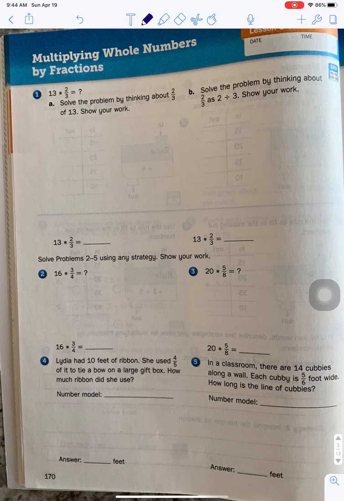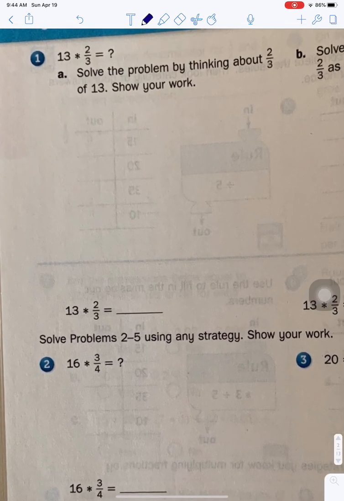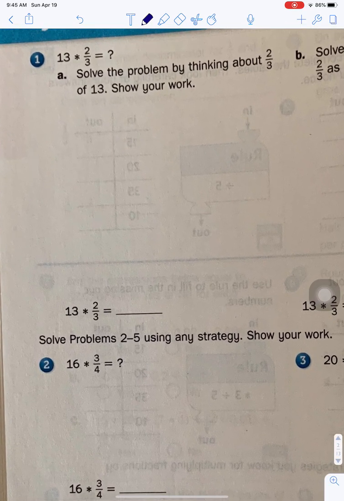The next page for this lesson is page 170. So turn to this page. We're going to practice some more of these problems using a couple of different strategies to solve the problems. So number 1 says 13 divided by 2/3. Solve the problem by thinking of 2/3 of 13.